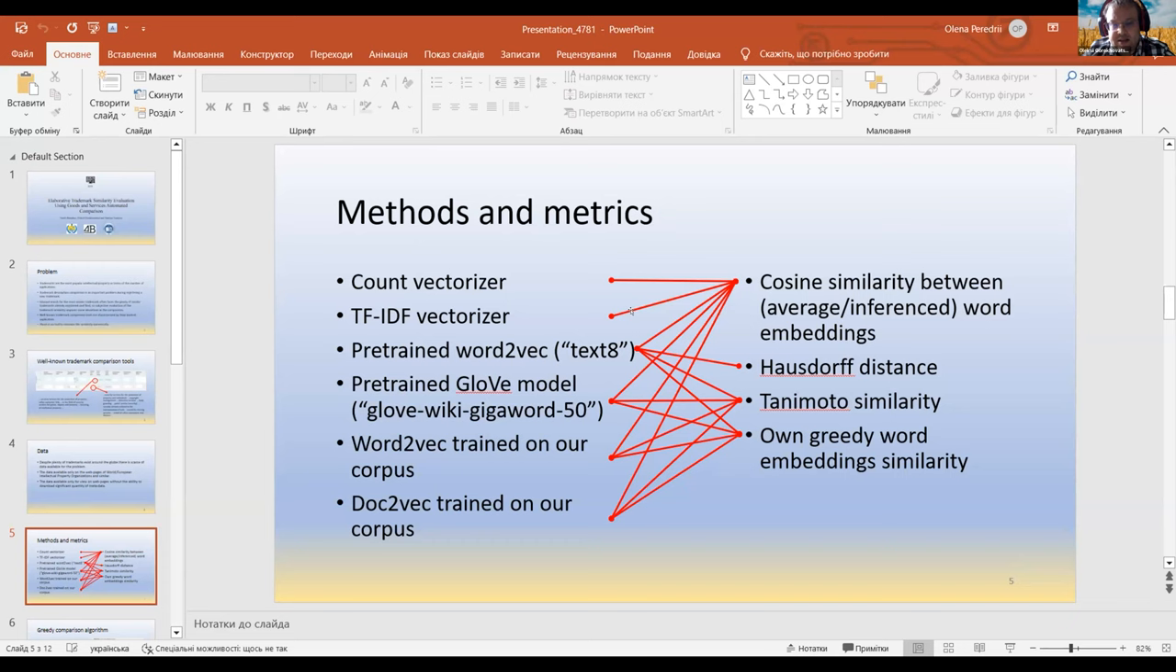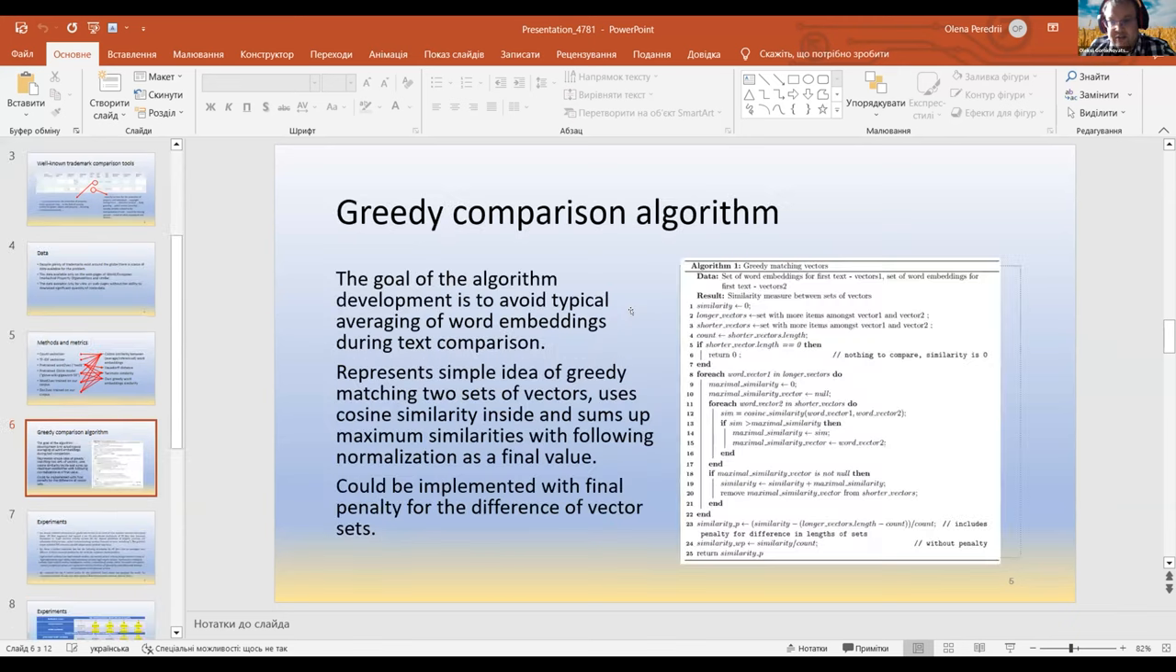And cosine similarity is widespread in this scope. We also tried some distances that are about comparison of multidimensional vectors in sets of multidimensional vectors, like Hausdorff distance, Tanimoto similarity. And we tried also our own algorithm for comparison of sets of multidimensional vectors. And the idea of our algorithm is to try to avoid typical averaging of word embeddings. So we don't like it.